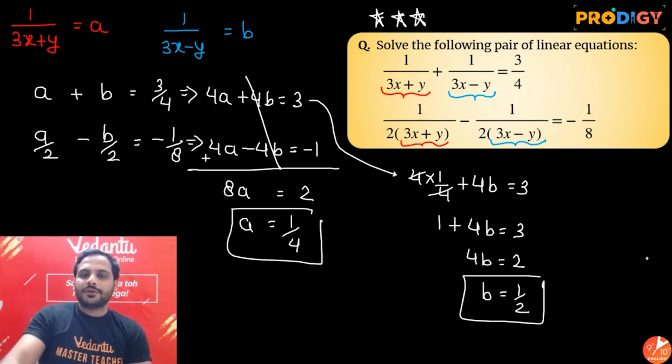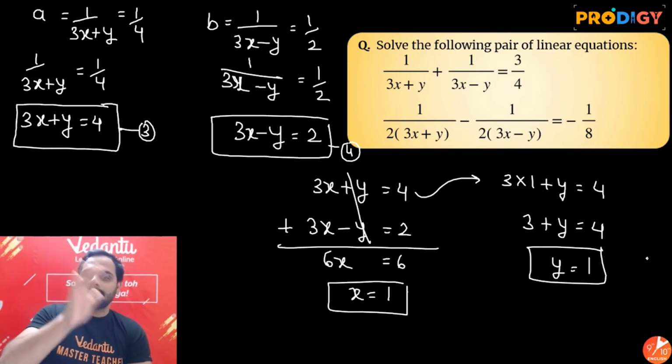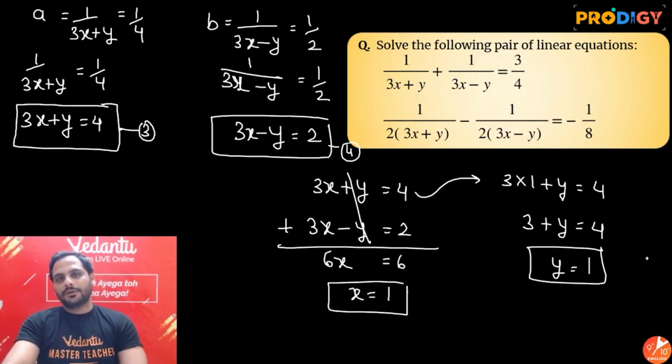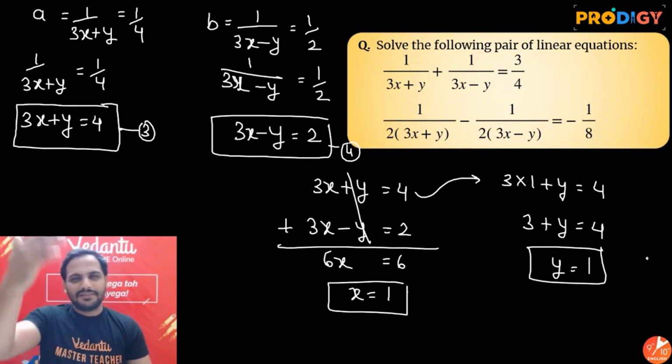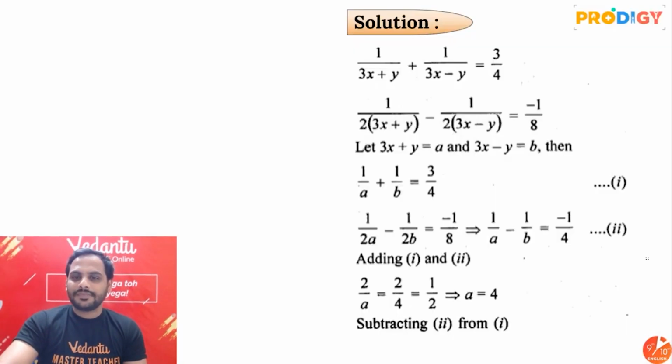So I got linear equations in two variables in a and b, solved it, I got the value of a and b. Then made the value of a, which is 1 upon 3x plus y, equal to 1 by 4. From there I have got again two equations in x and y. Solved those again. So 2 times I am using linear equations in two variables to go to the final answer where x is equal to 1 and y is equal to 1. Okay? So nothing new, the same method which you are doing today has been continued over here as well. Okay, beta.